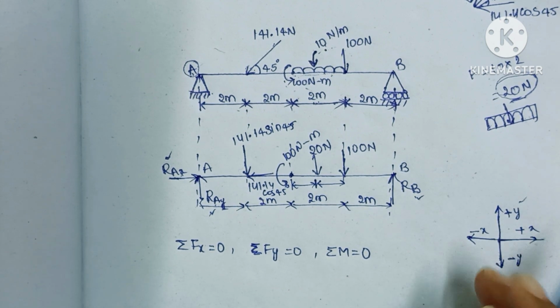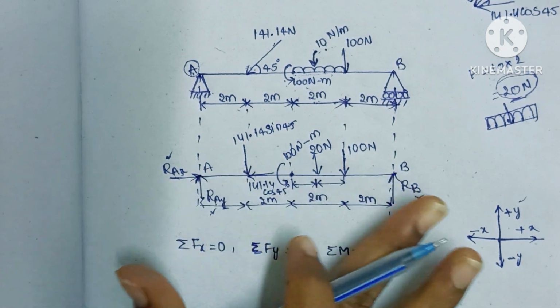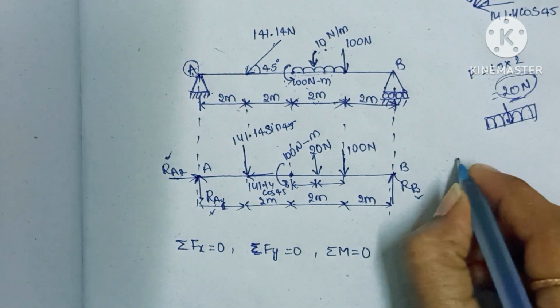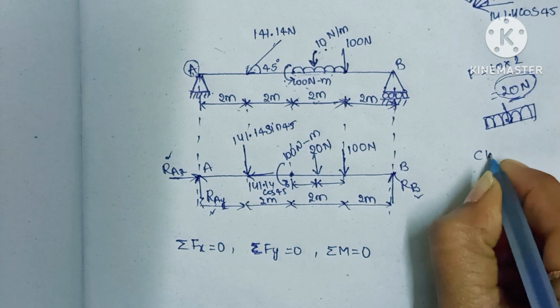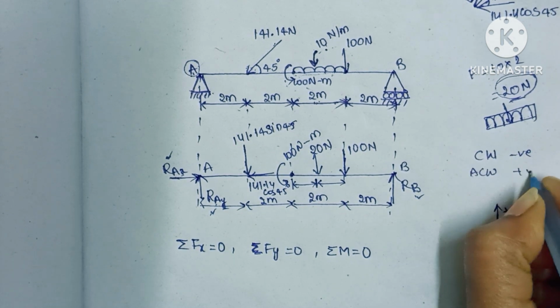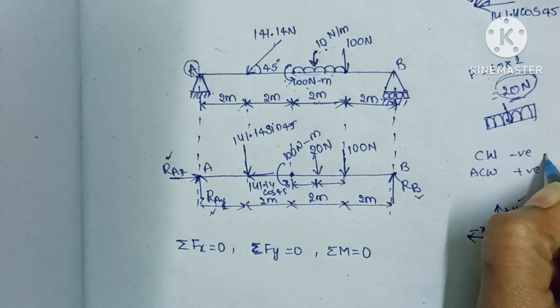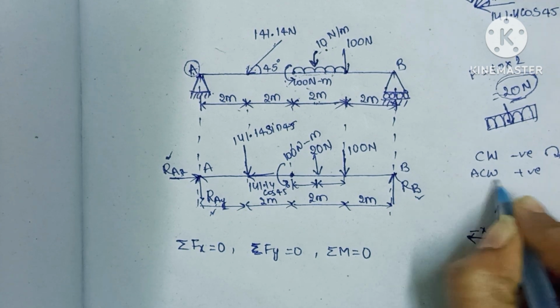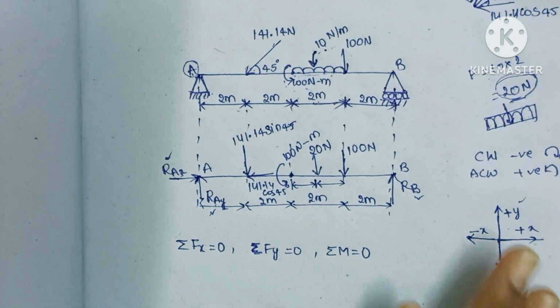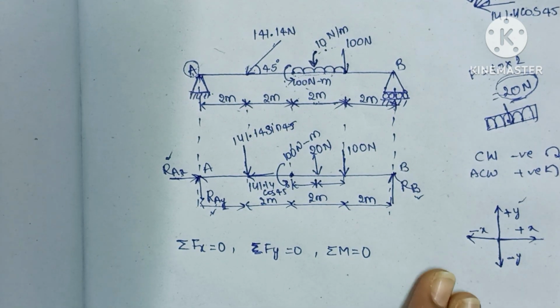So in these signs only we will consider the reaction forces for every force. We are assuming here that clockwise direction is negative and anti-clockwise direction is positive. Clockwise means the way a clock moves, anti-clockwise means the reverse direction. These signs you have to remember while solving the problem.